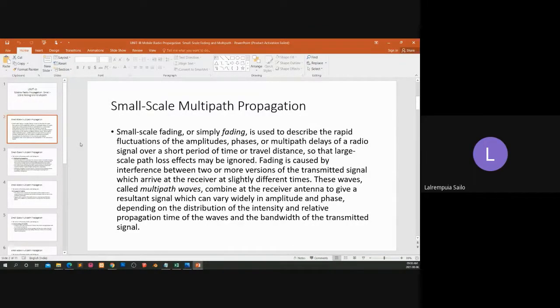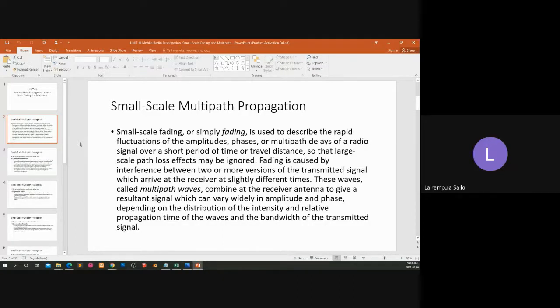Small scale fading, or simply fading, is used to describe the rapid fluctuation of the amplitude, phase, or multipath delay of a radio signal over a short period of time or travel distance, so that large scale path loss effects may be ignored. So this small scale fading implies rapid fluctuation.